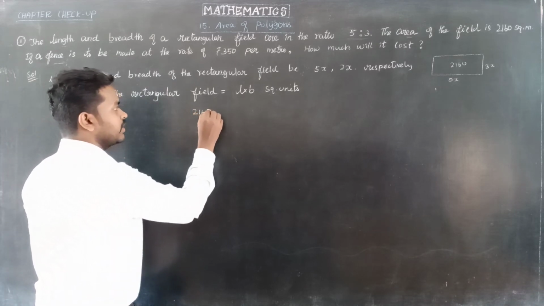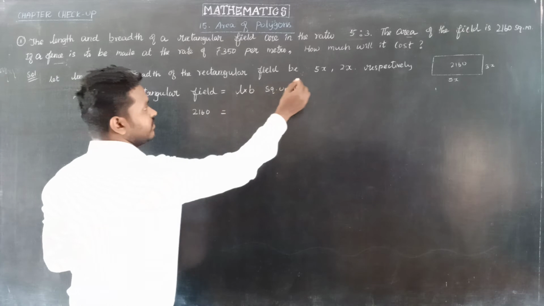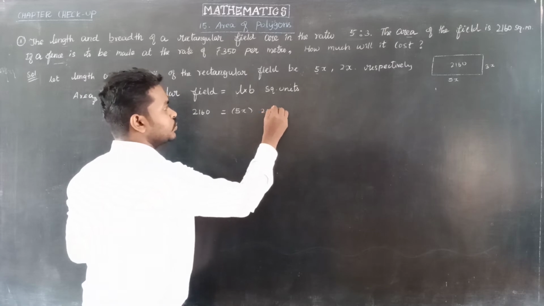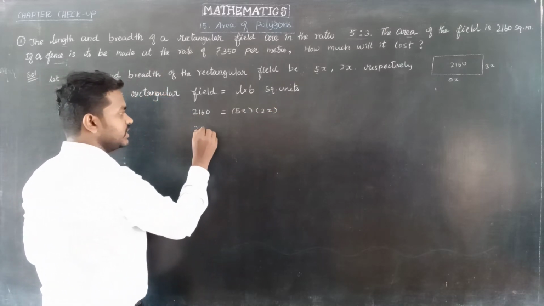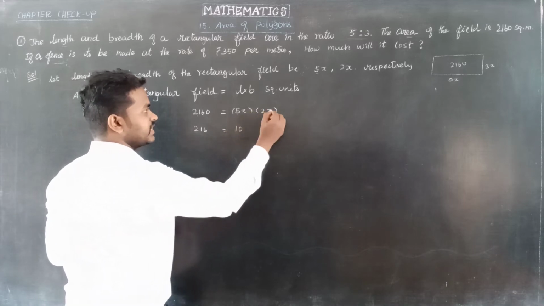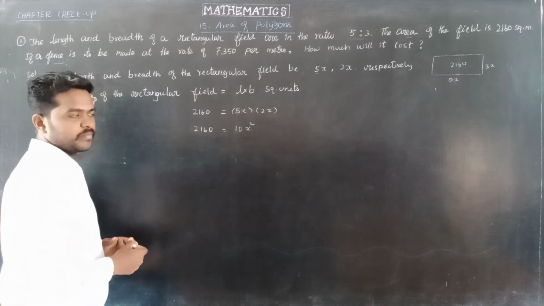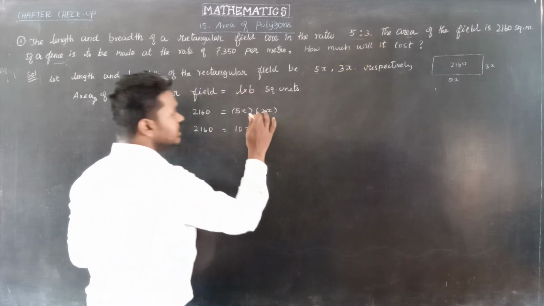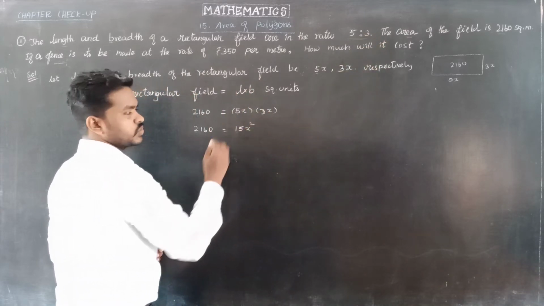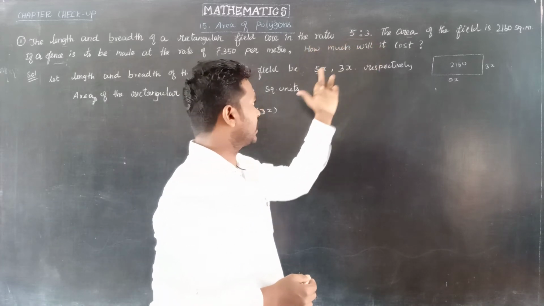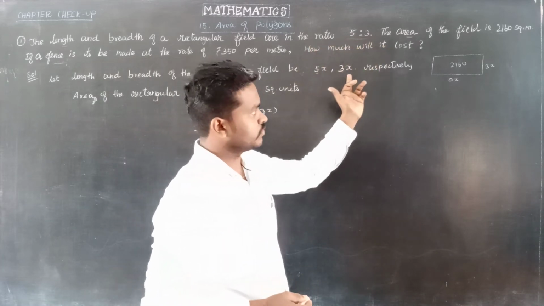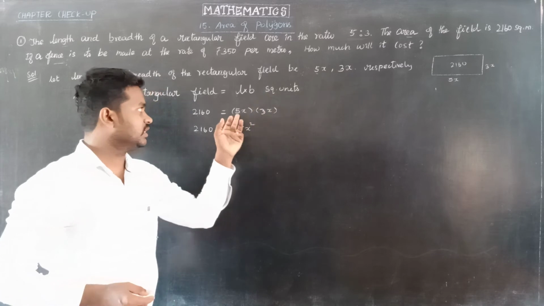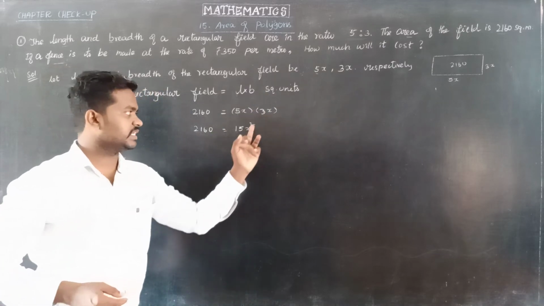The given area is 2160. The length of the rectangle is 5x, into the breadth of the rectangular field, 3x. So 2160 is equal to 5 into 3, 15, x into x, x square. So the ratio is 5 to 3 for length and breadth: length 5x, breadth 3x, so 15x square.